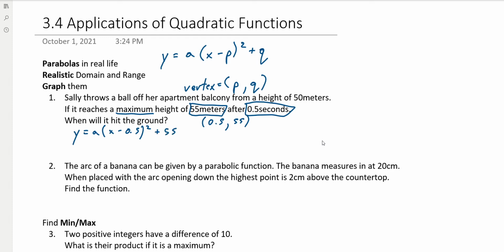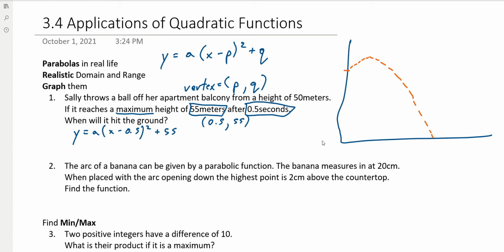And now we need to find a. So what do we do to find a? Well, we're going to solve for a by using the value of one of our points. So if we think about our graph in this case, we can look like this, or we can actually zoom in and just look at our positive values. And we can imagine that it goes up and then it comes down, right?